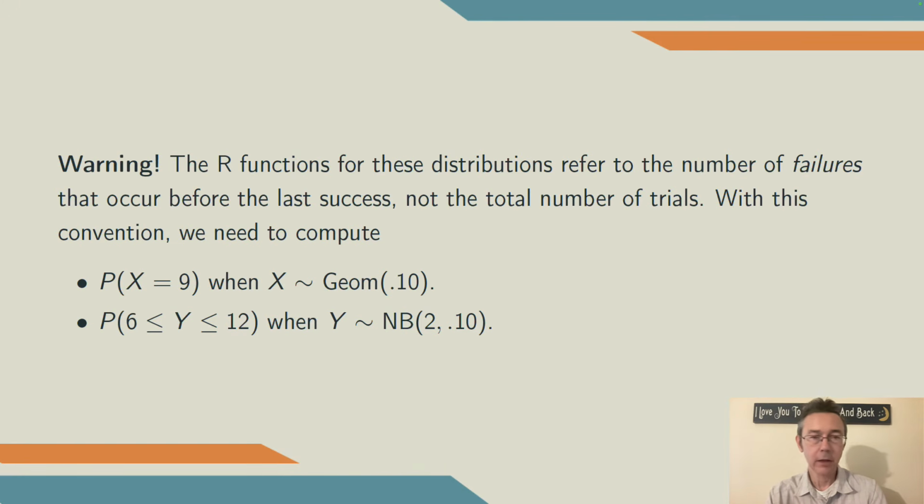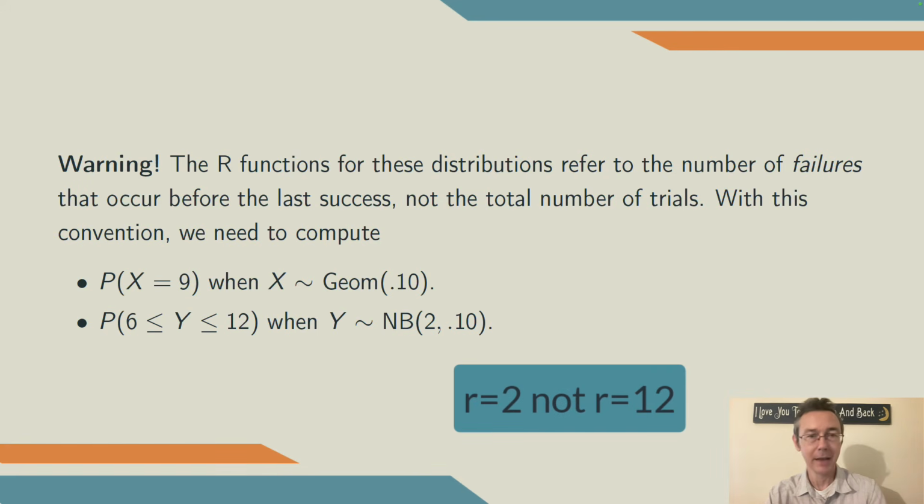With the convention of talking about the number of trials before the success, we're trying to find the probability that x is 9 in the geometric distribution with parameter p equals 0.10, because if the first sale happens on the 10th day, then there were 9 days that were failures before that. And then we need to compute the probability that y is between 6 and 12 inclusive, because that means the total number of days, including the day of the sale, is going to be between 8 and 14 inclusive. Y, by the way, in this case has the negative binomial distribution with parameter r equals 2, we need 2 successes, and p again, 0.10.